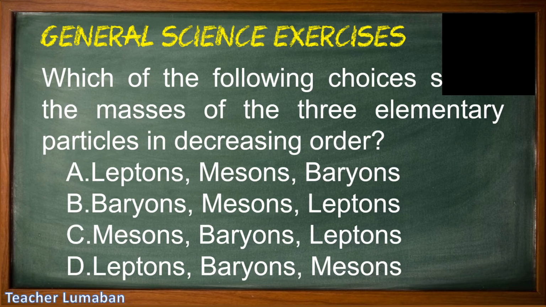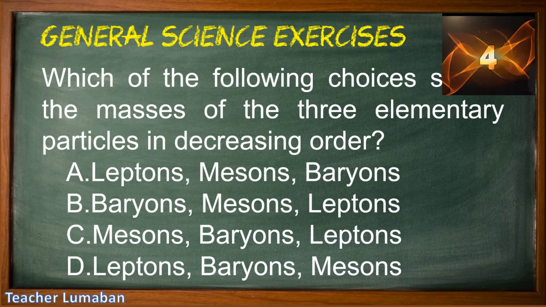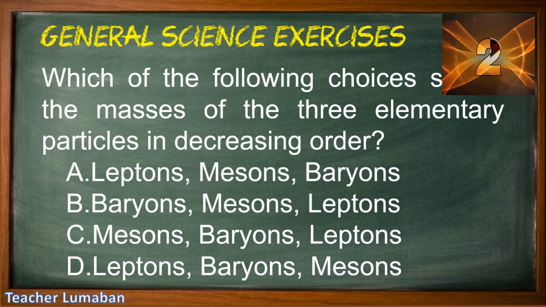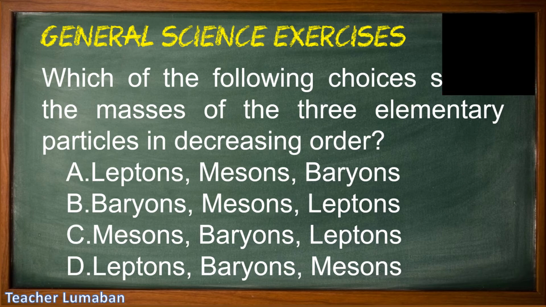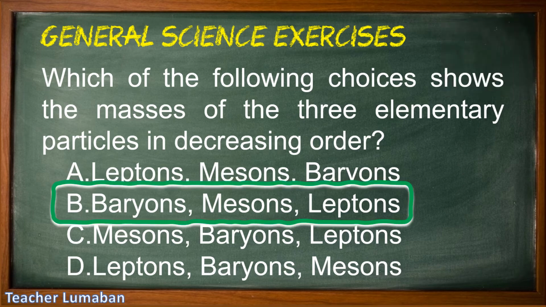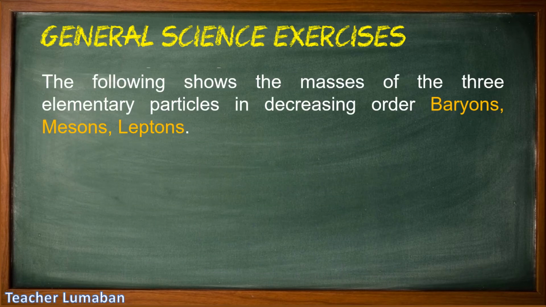Please determine the suitable description of the following choices in 5 seconds. 5, 4, 3, 2, 1. The suitable description is letter B, baryons, mesons, leptons. The following shows the masses of the 3 elementary particles in decreasing order: baryons, mesons, leptons.